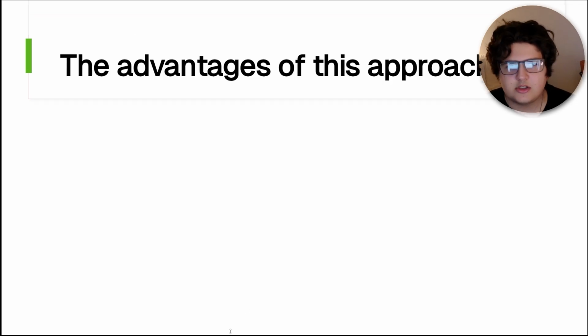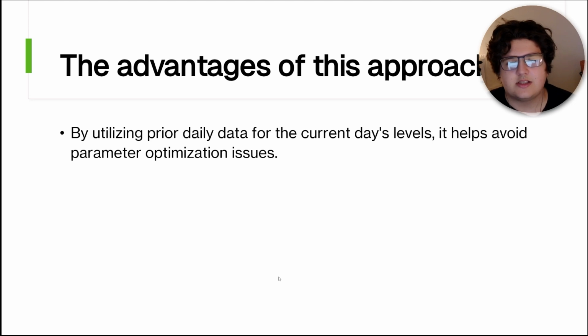Now, the advantage of this approach is that by utilizing previous daily data for the current day's levels, it helps avoid parameter optimization issues. If we had randomly stated levels based on the number of ticks from the current price or anything like that, we could over-optimize them a lot. Because they're already predetermined and pre-selected for us, just using the previous day's and current day's levels, it makes it a lot easier to not have to worry about overfitting the strategy.